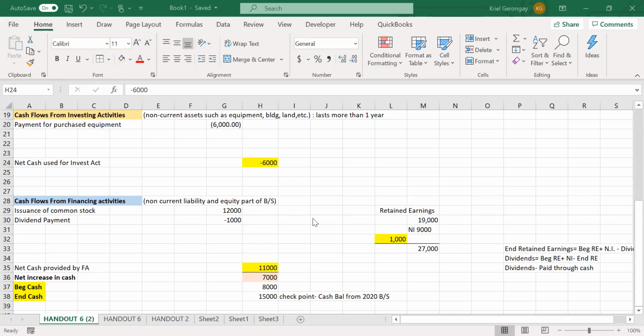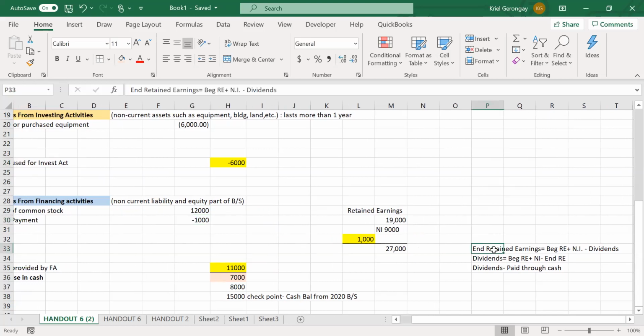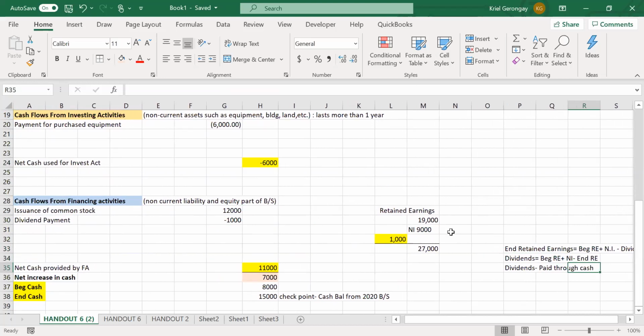Okay, so for the dividend payment of 1,000, if you look back to this formula, you know that to get your ending retained earnings, you have to add beginning retained earnings plus net income minus dividends. So by moving around the formula, we get dividends equals beginning retained earnings plus net income minus ending retained earnings. I know this is kind of formulaic, but to give you a better visualization of what's happening, I constructed here a T account for the retained earnings.